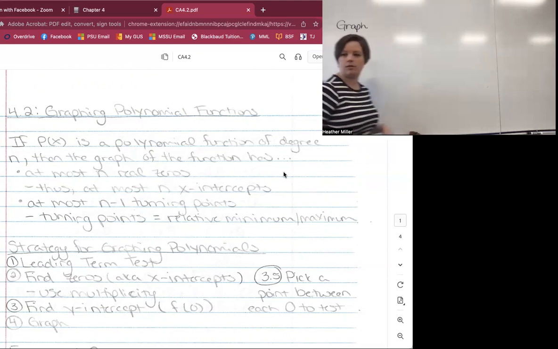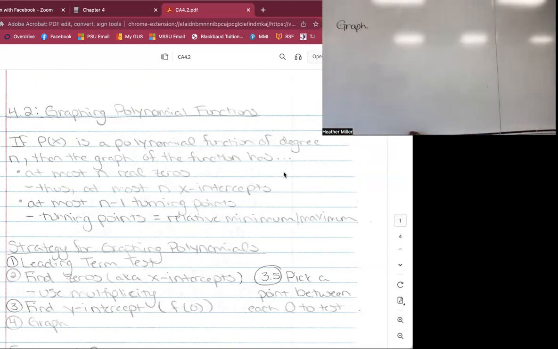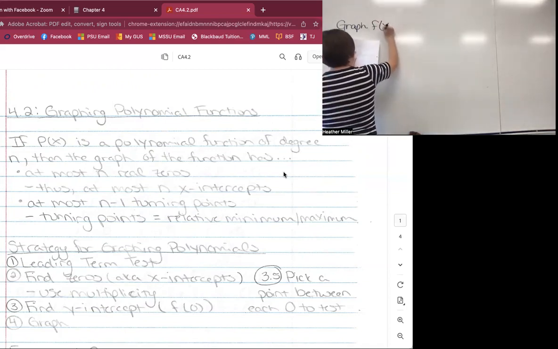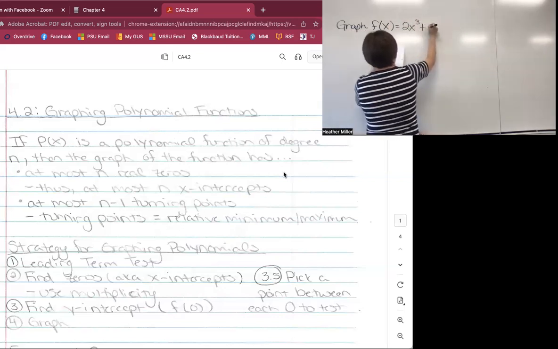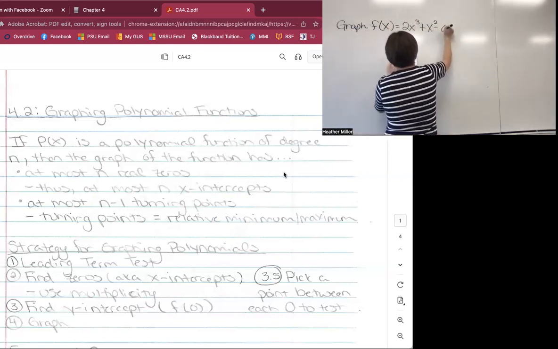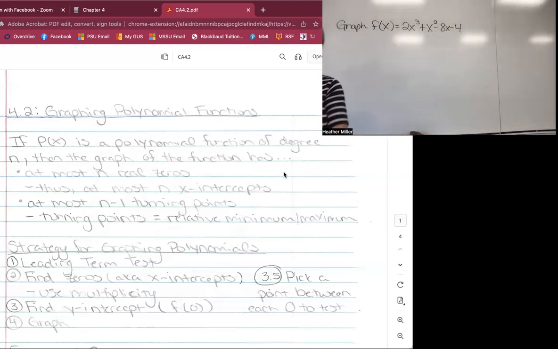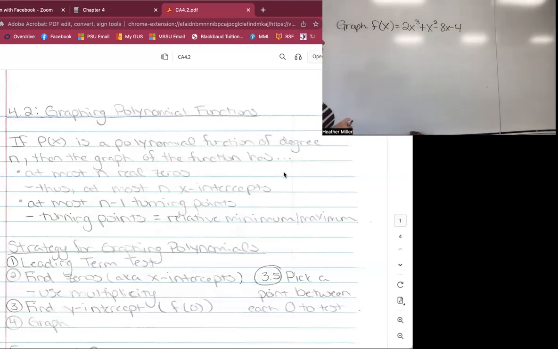All right, let me get my black. This time, we're going to graph f of x equals 2x to the third plus x squared minus 8x minus 4. If you happen to have my notes pulled up, this is just example B that we're going to work through. So you can see them there.